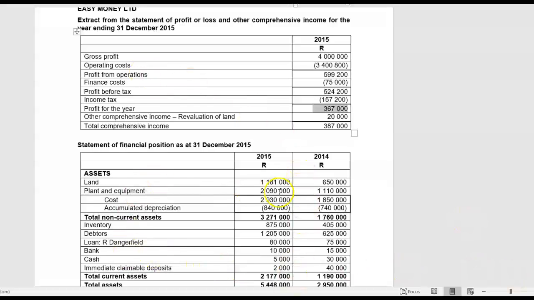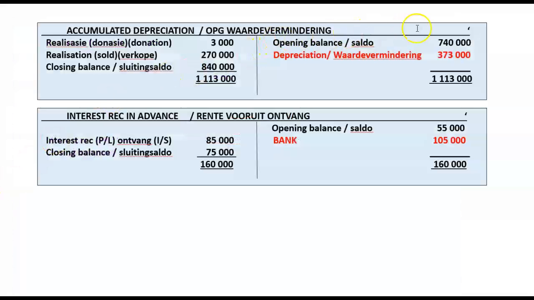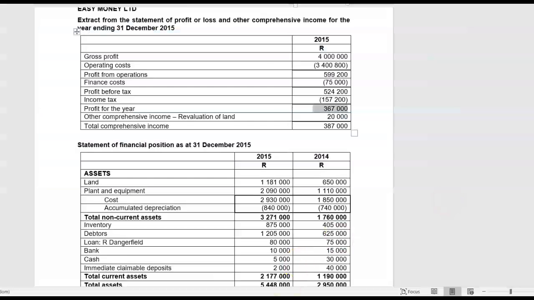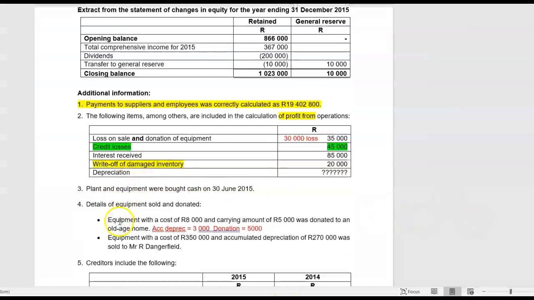Let's quickly have a look at depreciation. Now, there obviously is no depreciation on land. Depreciation on plant and equipment, if you're going to draw a T account, we're going to open it up with an opening balance of 740,000 and a closing balance of 840,000. During the year, a few things have happened. Number one, equipment with a cost of 8,000, the carrying amount of 5,000. We've already established that the accumulated depreciation of 3,000 was actually donated. So we have to take the 3,000 out of the accumulated depreciation account.